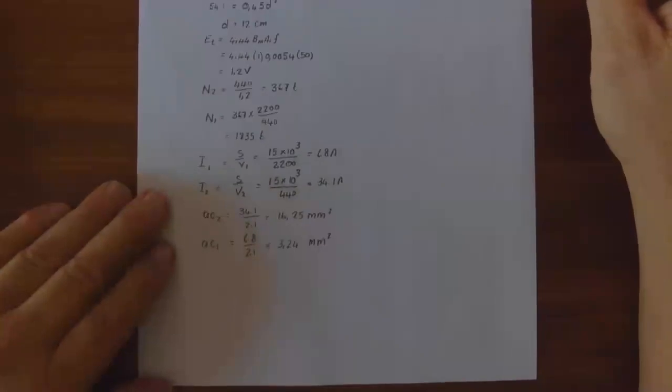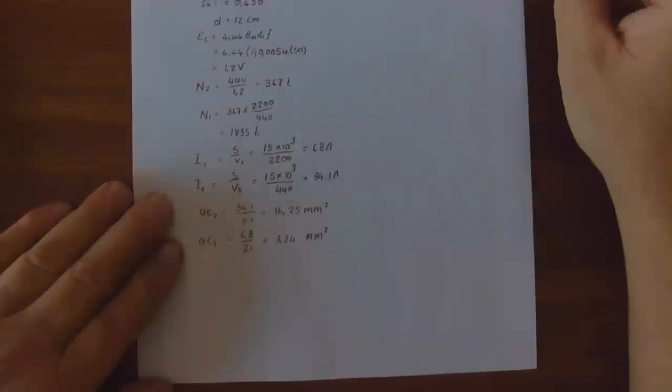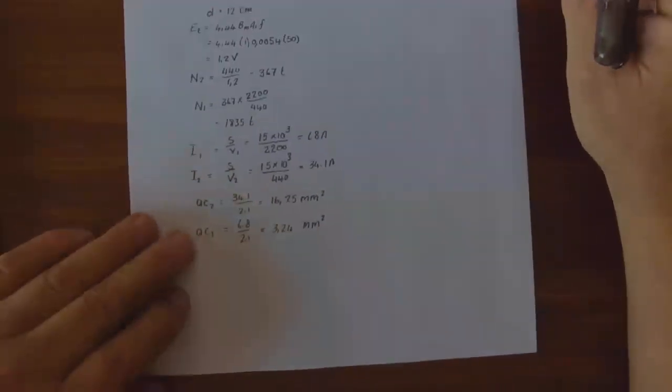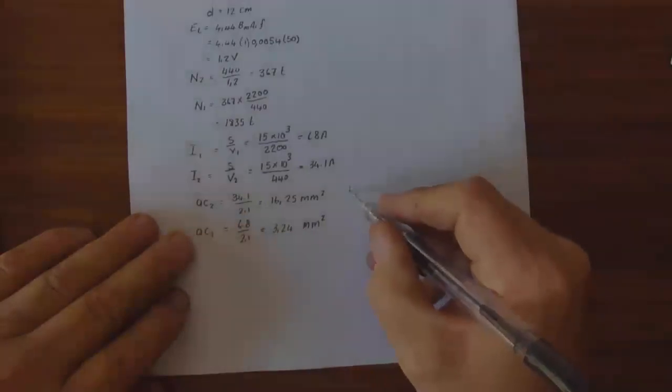I1 is S divided by V1, which gives us 6.8 amps. I2 is S divided by V2, which is 34.1. Ic2 is 34.1 divided by 2.1, which gives us 16.25 millimeters square. So that's the area of the copper. And the area of the copper in the primary is 3.24 square millimeters, because that's the current divided by the current density.